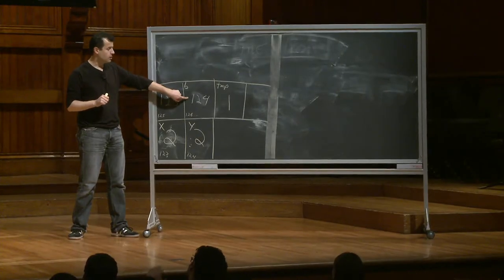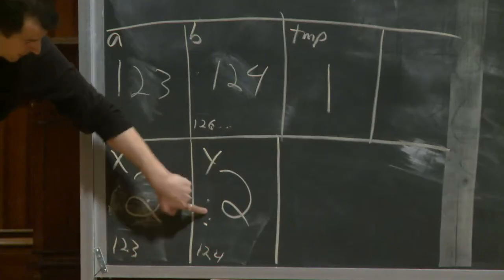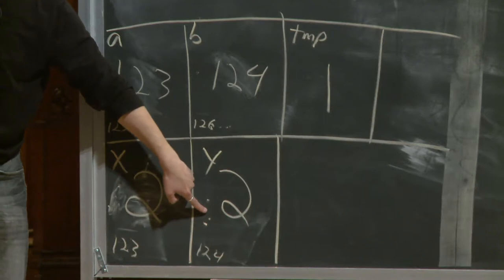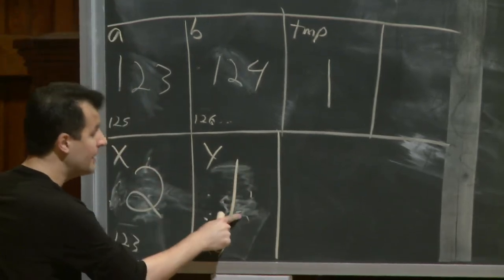So here's B. Star means, B means go there. So where's location 124? It's apparently here. So what do I put here? Obviously, temp. So now I do this. So I have 1 here and 2 here.